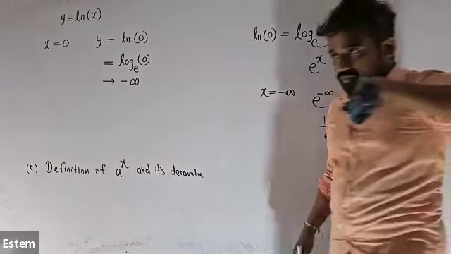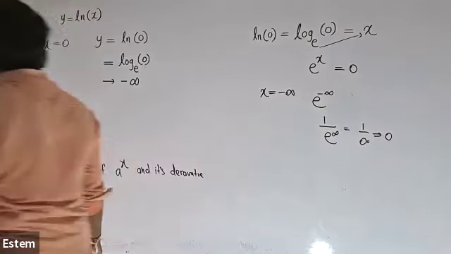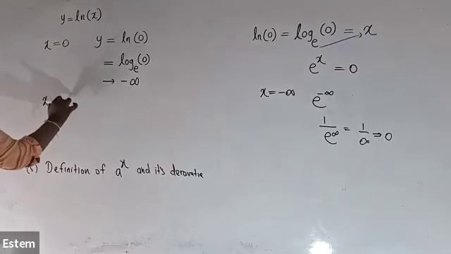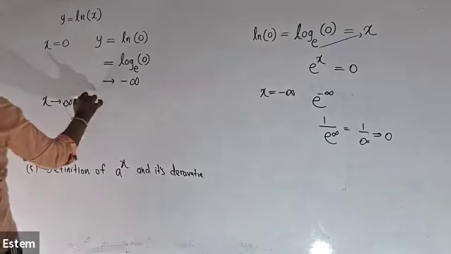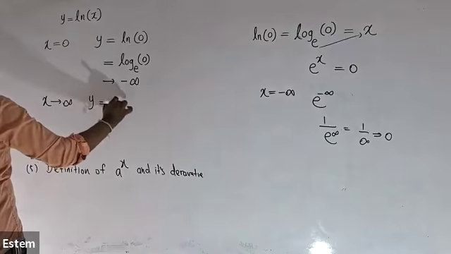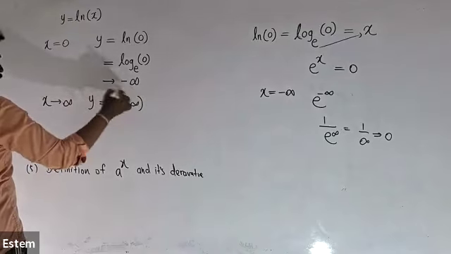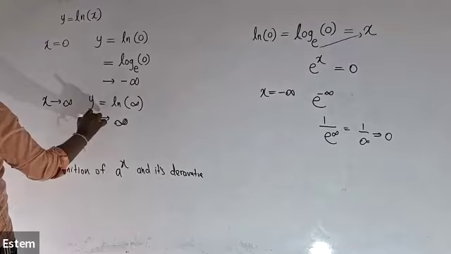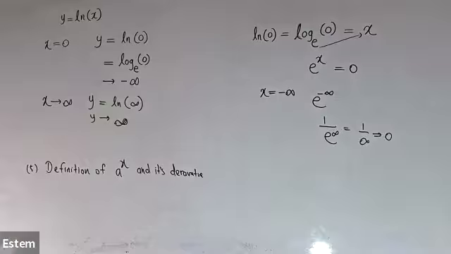Now what happens to this graph when x goes to infinity? Shall we check? y equals ln infinity. ln infinity is infinity. Yeah? ln infinity is infinity. y is going to infinity. So that is also okay.